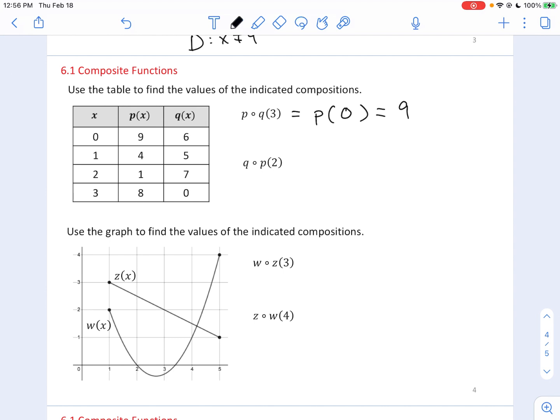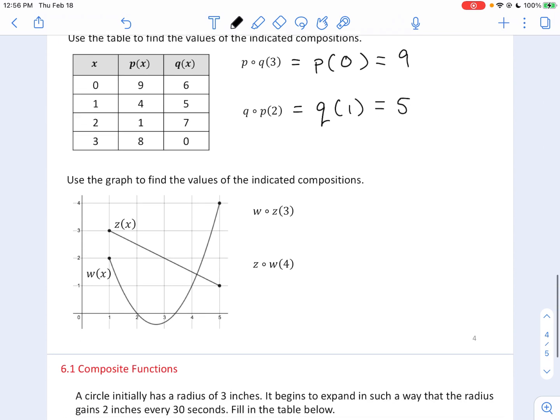Now let's do the reverse, Q of P of 2. This time I'm starting with x equals 2 and plugging into P first. So x is 2, and plug that into the P function, and we get 1. So we have Q of 1. And now plug 1 into the Q function, Q turns 1 into 5. So we get a final answer of 5 here.